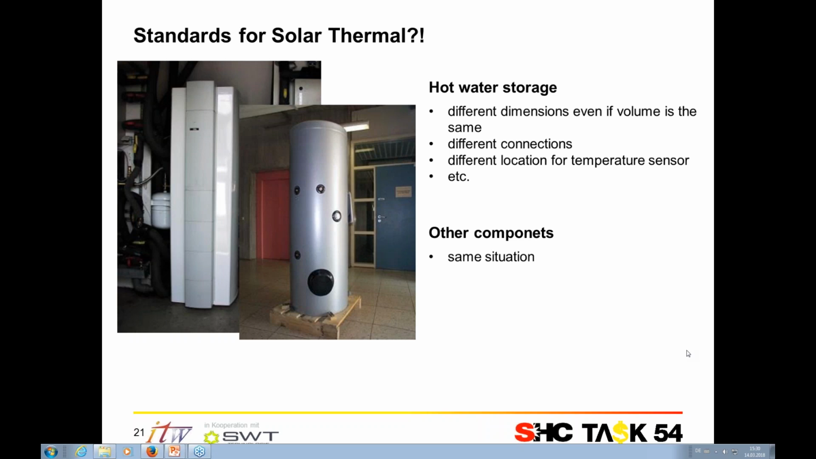So we are really in need of standards for solar thermal to improve the systems and also to reduce the costs.